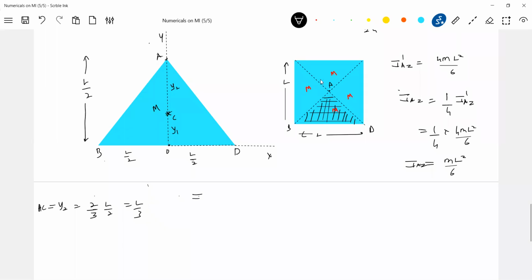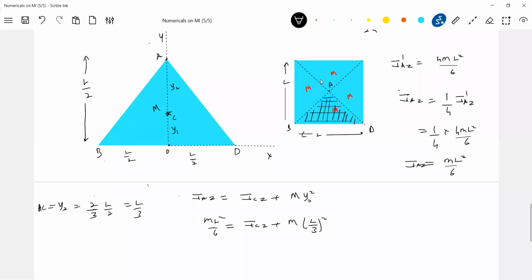I'll proceed like this. IAZ is equal to ICZ plus mass of the plate M into Y2 square. So you know Y2, substitute. We know IAZ, we don't know ICZ. So IAZ is how much? ML square by 6 equals ICZ plus M into L by 3 whole square. Solve it, you'll get the answer.